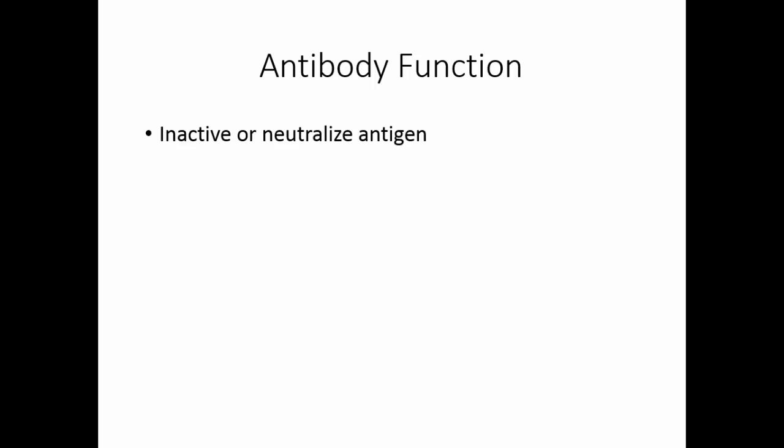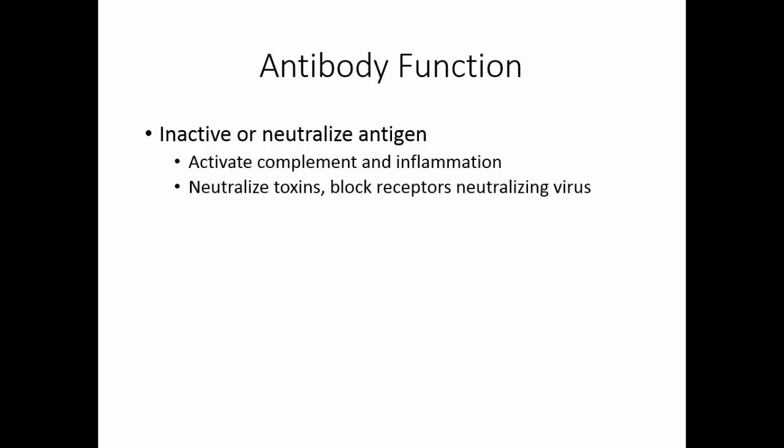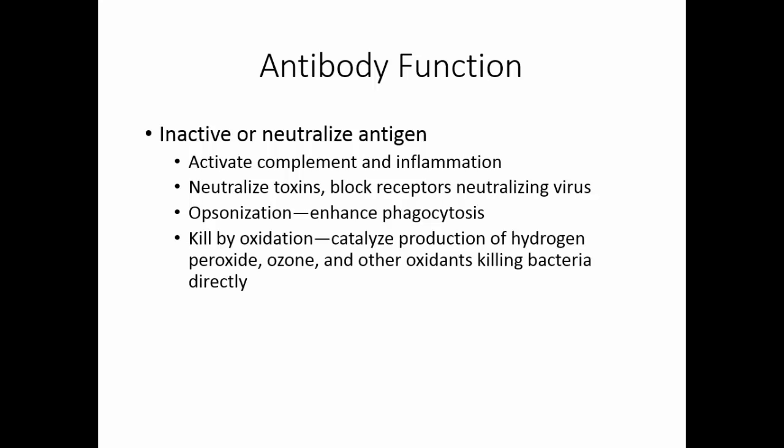Antibodies function to either inactivate or neutralize their target antigen. They do this by activating complement and initiating inflammation, neutralizing toxins, or blocking receptors that neutralize viruses. They can enhance phagocytosis by coating up a foreign cell, allowing a phagocyte a better opportunity to eat it. Some of them can kill by oxidation. That is, they catalyze the production of hydrogen peroxide or ozone or other oxidants and kill bacteria directly.